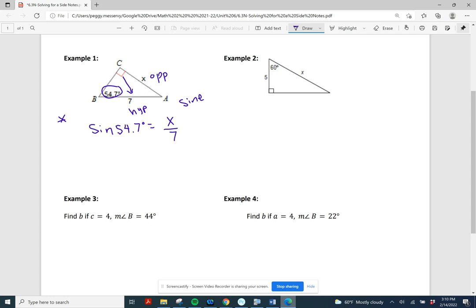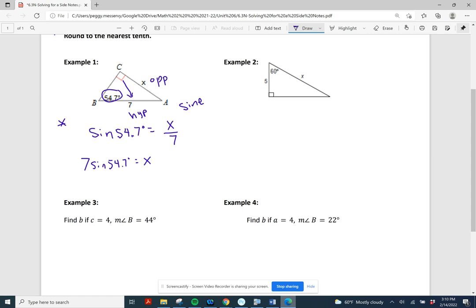Now I have an equation that I can solve for x. And it's going to be an easy equation to solve because to undo dividing by 7, notice we've got x divided by 7. To get the x alone, I need to multiply by 7. So I'm going to multiply both sides of that equation by 7. So I will have 7 sine of 54.7 degrees is equal to x. And then I'm going to grab my calculator, and I'm going to round it to the nearest tenth. So I'm going to use an approximation symbol since I'm rounding.